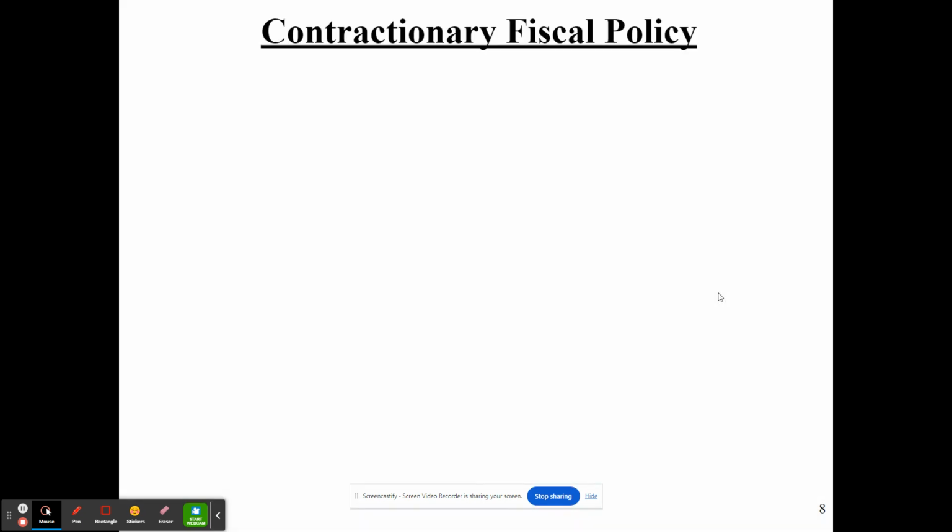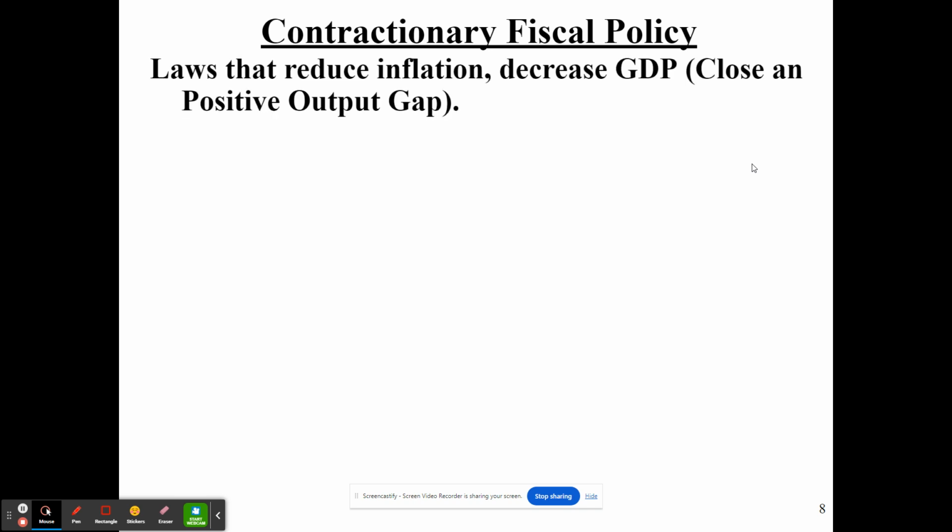So we have two types of fiscal policy. We have a contractionary fiscal policy and an expansionary fiscal policy. And the names give them away. A contractionary fiscal policy is going to be laws that reduce inflation, decrease GDP, and close a positive output gap. It's a contractionary policy, so it's decreasing or contracting our GDP. The goal is to bring a positive output gap back to full employment output. How can we do that?